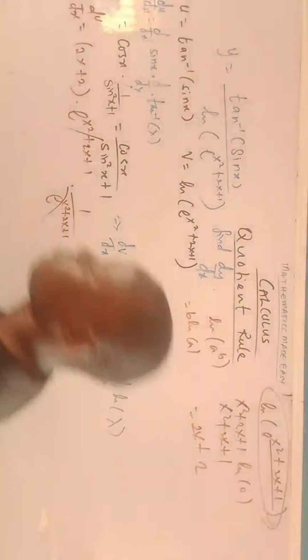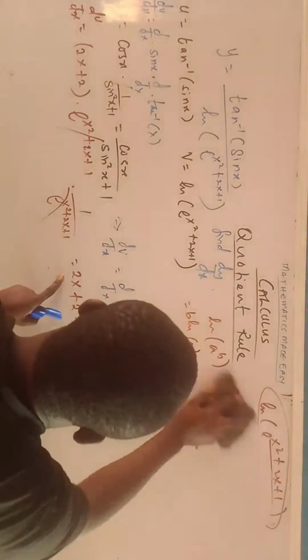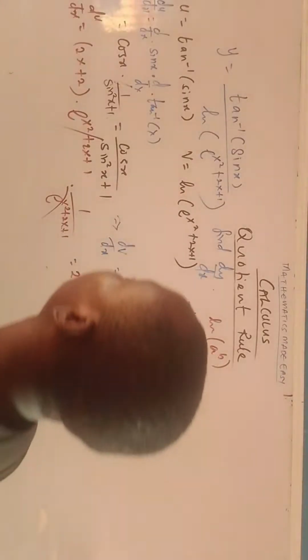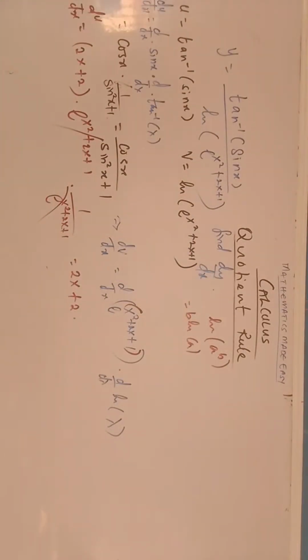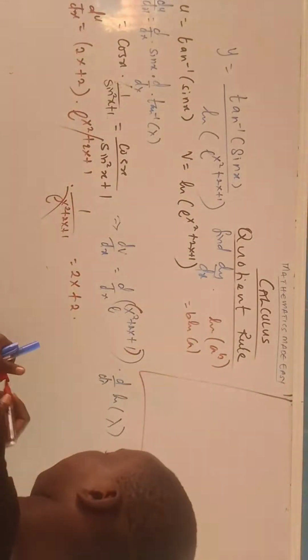Alright guys, now let's move on. So we get 2x + 2 as the derivative of natural log of e raised to the power of x² + 2x + 1. Now let's make our formula to find the final derivative.